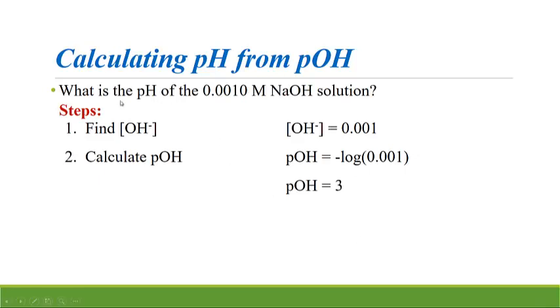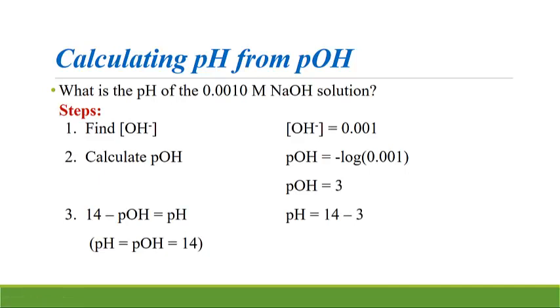But the problem is asking for the pH. So what we need to do here is subtract the pOH from 14, and that'll give us the pH. So in this case, the pH is equal to 11. So it's an easy way to figure out the pH of a base. And since it is a base, we should expect our pH to be greater than 7, which it is.